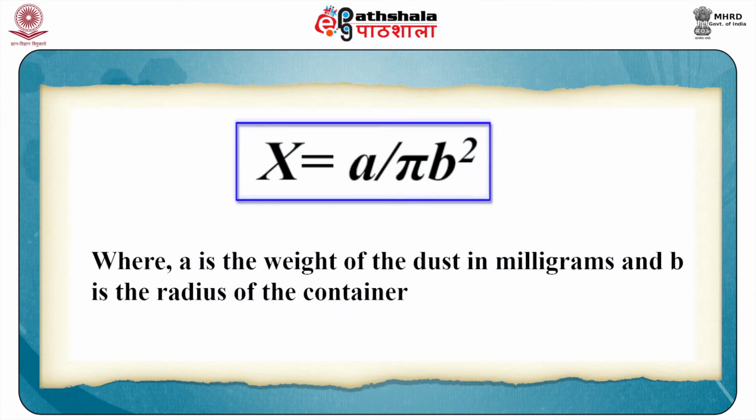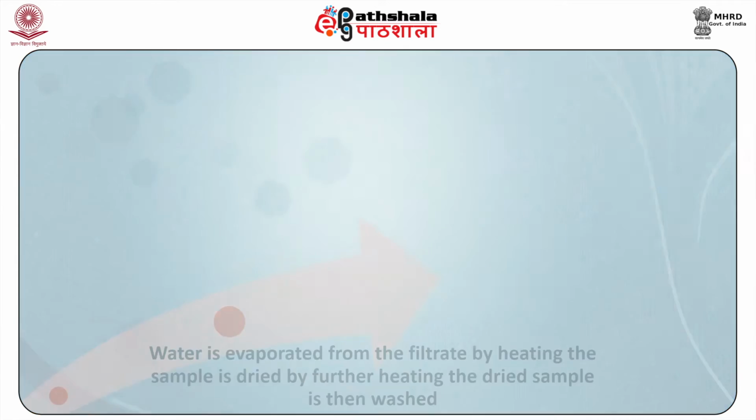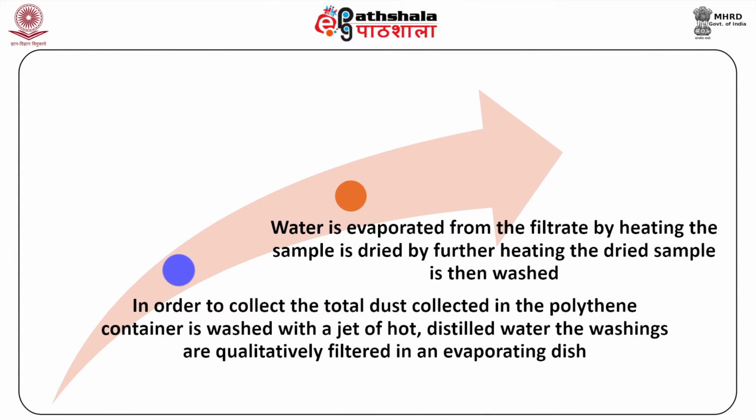X is equal to A upon pi b squared, where A is the weight of the dust in milligrams and B is the radius of the container. In order to collect the total dust, the dust collected in the polyethylene container is washed with a jet of hot distilled water. The washings are qualitatively filtered in an evaporating dish.